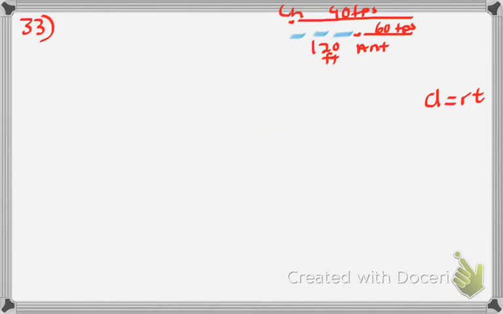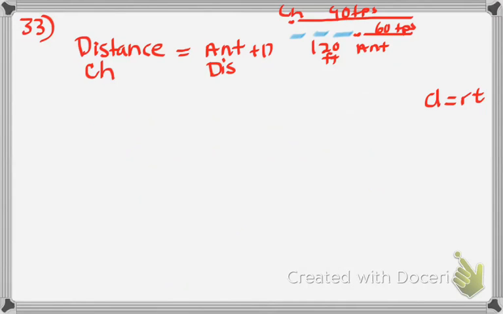Now, if we take the problem and put it into words, we can say that the distance of the cheetah, the whole cheetah's distance, is equal to the antelope's distance plus 120. Okay, so now I'm going to substitute in. Remember, since D is equal to RT, I can always interchange them. And since they gave me rates, I'm going to use that RT instead of the D. So rate times time equals rate times time plus 120.